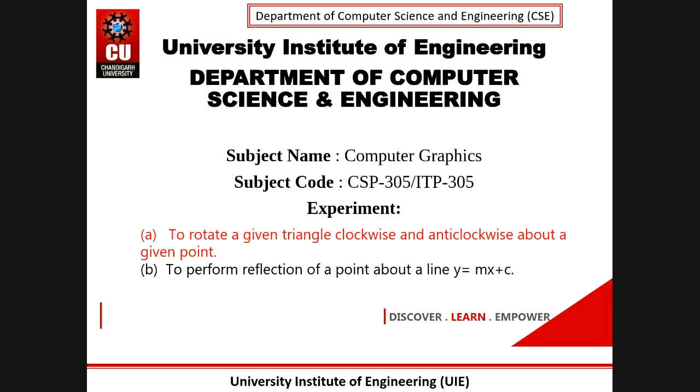We started the unit 2 weeks ago, and today we are going to do experiment number 9, that is to rotate a given triangle clockwise and anti-clockwise about a given arbitrary point. This is the experiment we have done in the theory part, so it will not be difficult for you to understand. One more part, B, is there in this experiment: to perform the reflection of a point about a line y equal to mx plus c. Today we will do only the A part of this experiment. The B part will be in the next week.